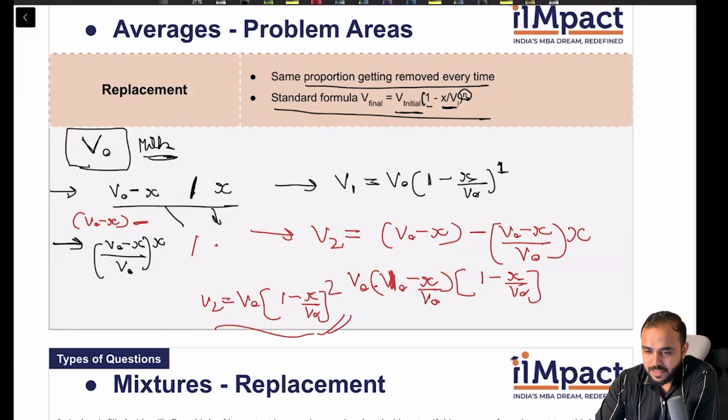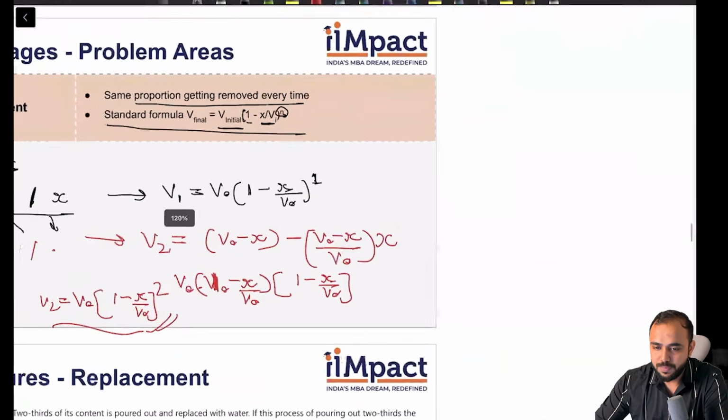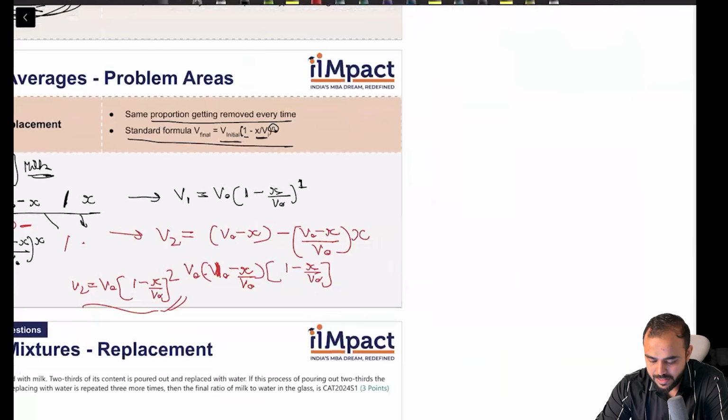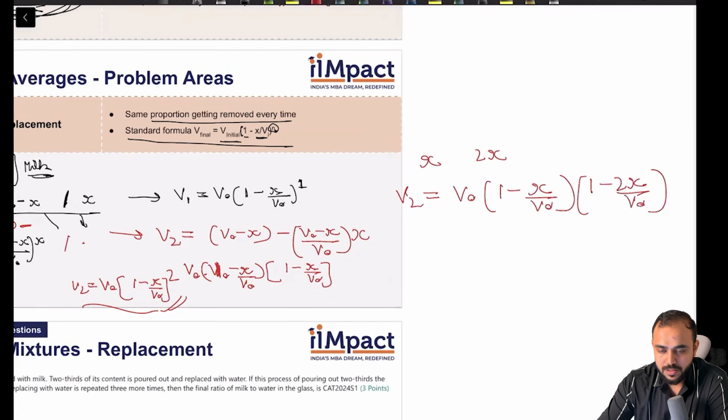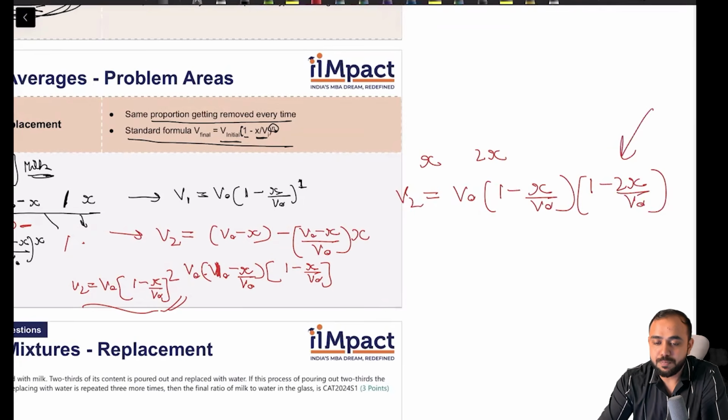After this step, I'm not solving. After this, this entire idea will remain. If you have different proportions getting removed and replaced, let's say X amount replaced in the first step, then 2X amount replaced in the second step, your amount will look like V2 is equal to V naught into 1 minus X by V naught into 1 minus 2X by V naught. And this should look something like percentage successive change graph to you.